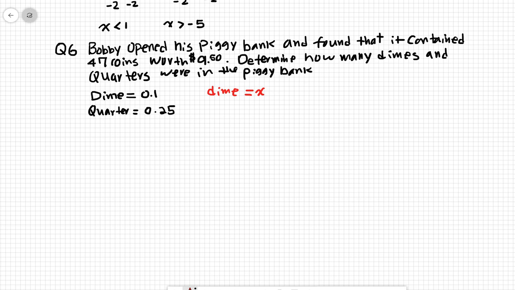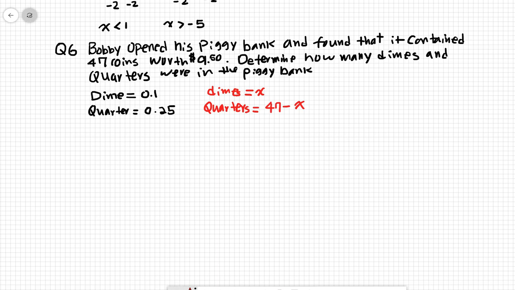So the quarters must be 47 minus x, right? I said dimes and quarters. Whatever the number of dimes you have, you subtract that number of dimes from the total coins. That will give you quarters, right? So that will be 47 minus x.